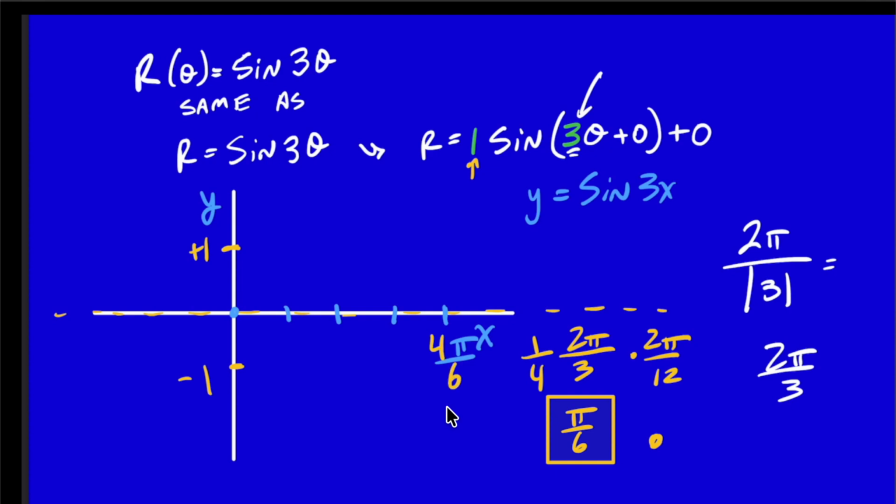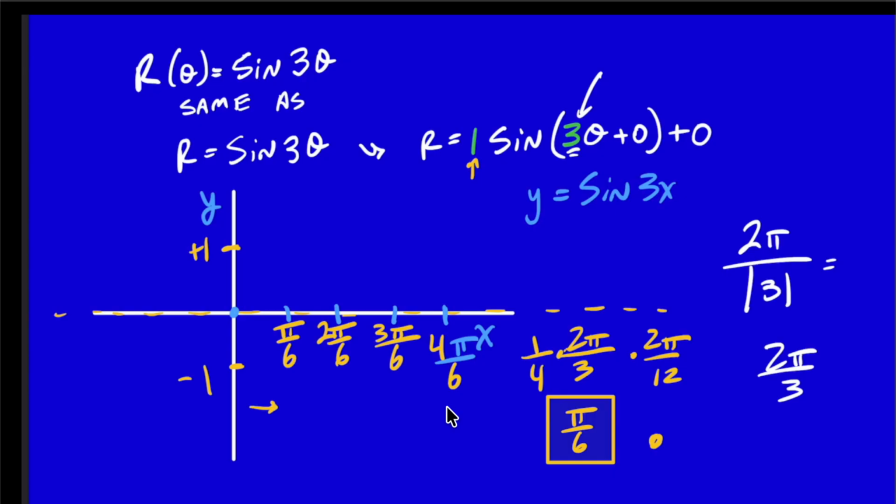Okay, so we're going to start at 0. This is going to be pi over 6. This is 1/4 of the period. How did we get that? We multiplied 1/4 times the period. So that's 1 pi over 6. This is 2 pi over 6, 3 pi over 6. We are marching by 1/4 of the period.